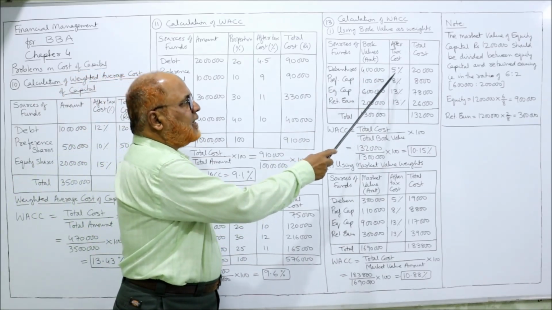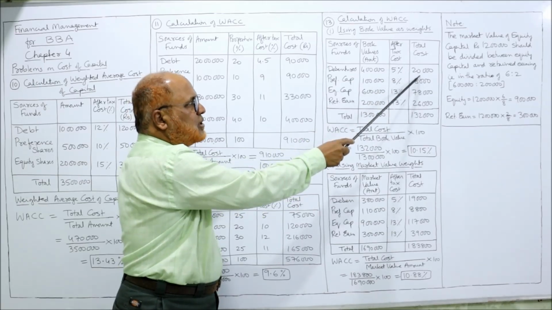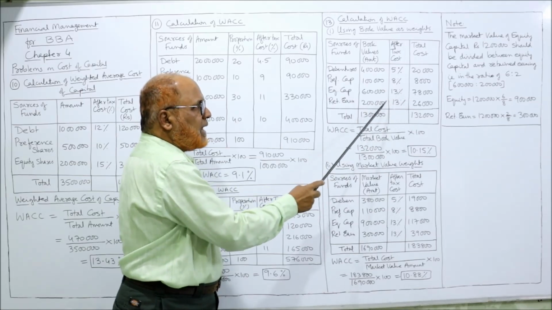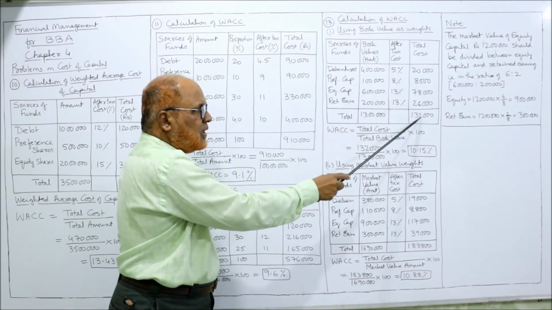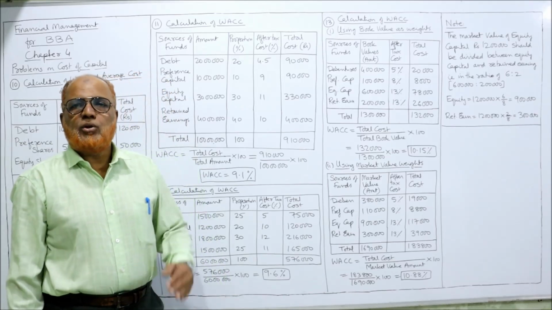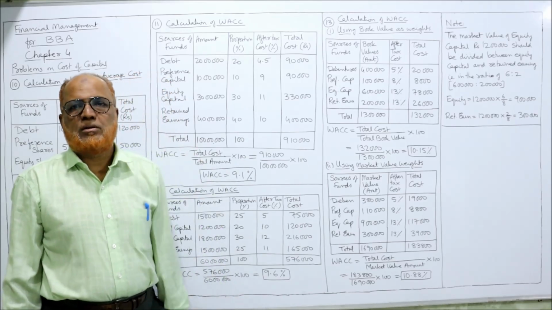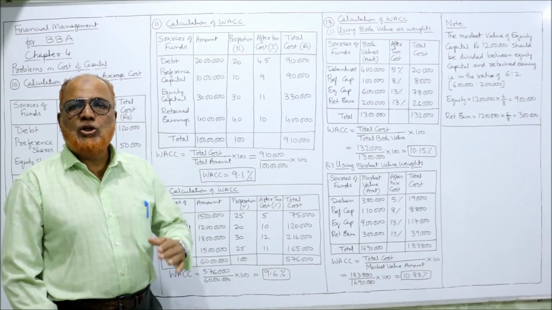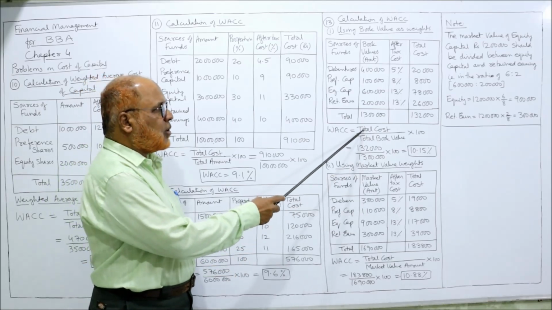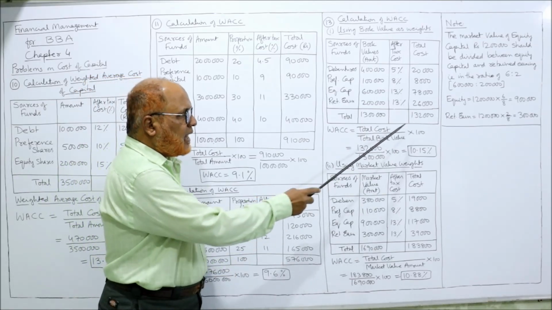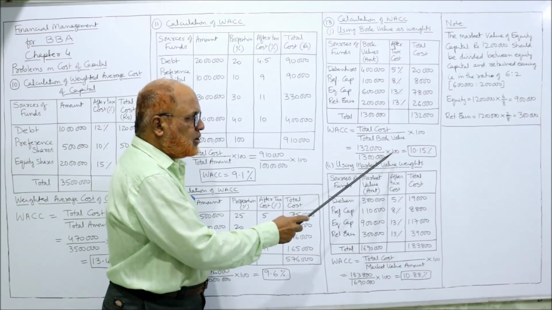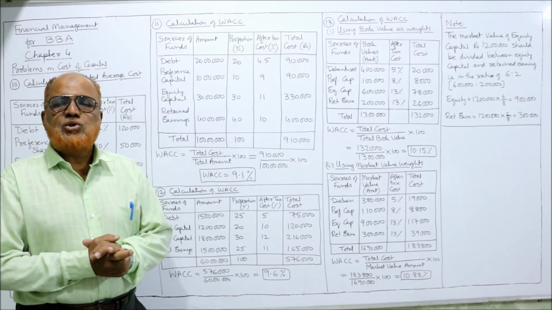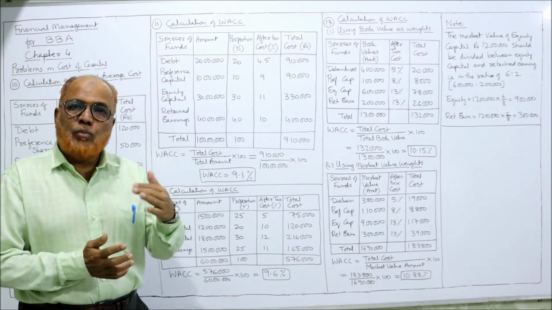So multiply 4 lakh into 5%, 20,000 total cost. 1 lakh into 8%, 8,000. 6 lakh 13%, 78,000. 2 lakh 13%, 26,000. The total is 1 lakh 32,000. The 1 lakh 32,000 is the cost on amount of 13 lakh. So WSCC using book value weights: total cost divided by total book value. 1 lakh 32,000 divided by 13 lakh into 100, 10.15%. So we have calculated WSCC using book value.